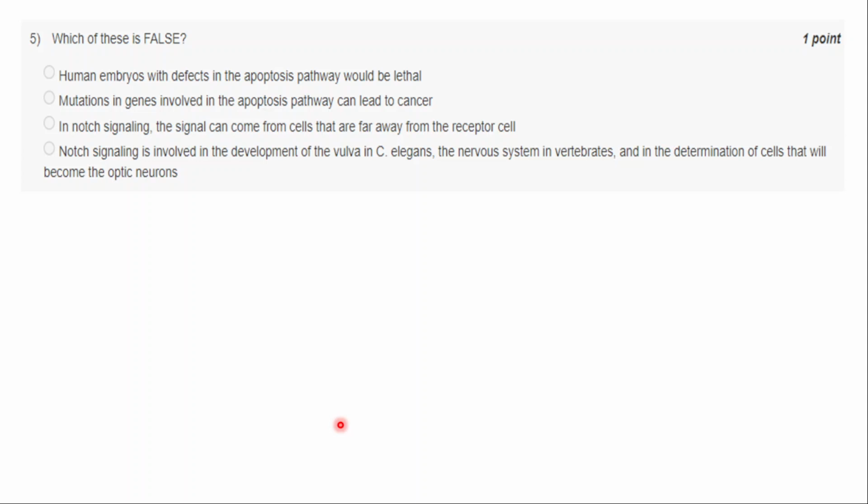I think Ajay has already answered. Third option. Okay. So Ajay says in Notch signaling, the signal can come from cells that are far away from the receptor cell, which is false.